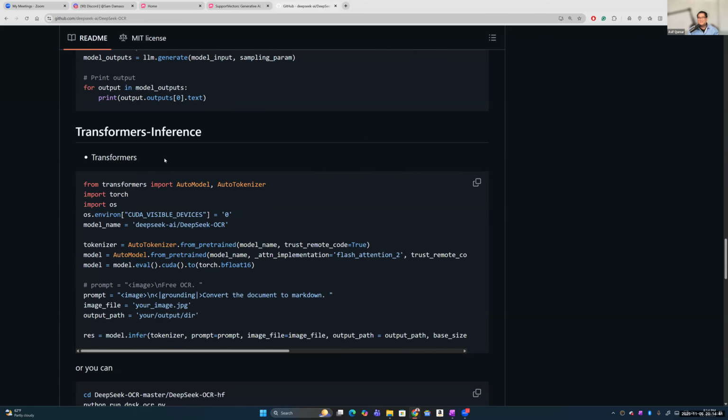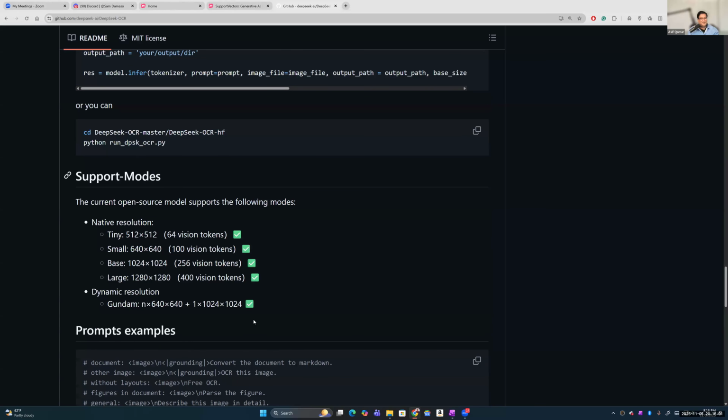And if you use the Hugging Face transformers library, it gets even easier. You see how easy it becomes? This is the standard code we write with Hugging Face, isn't it? Just Hugging Face code, and then the prompt, convert the document to Markdown. It will produce the Markdown for your image. They also have different resolution modes, tiny, small, base, large, and then this dynamic mode, the Gundam mode.